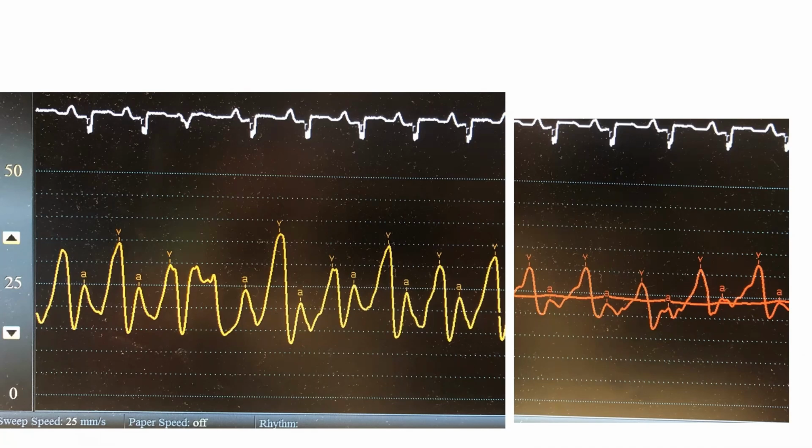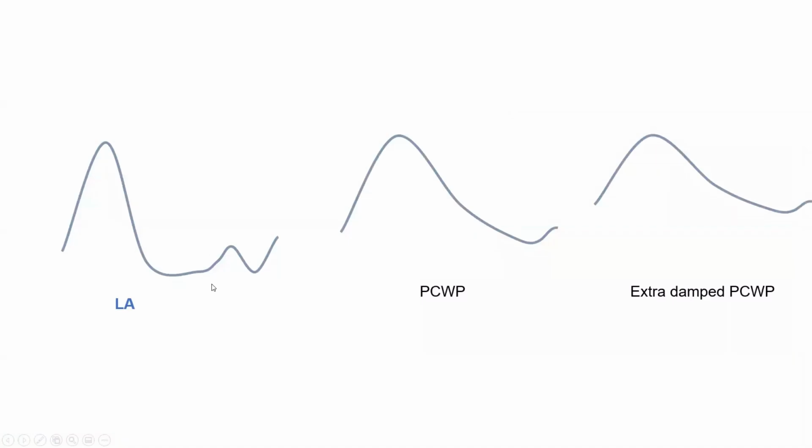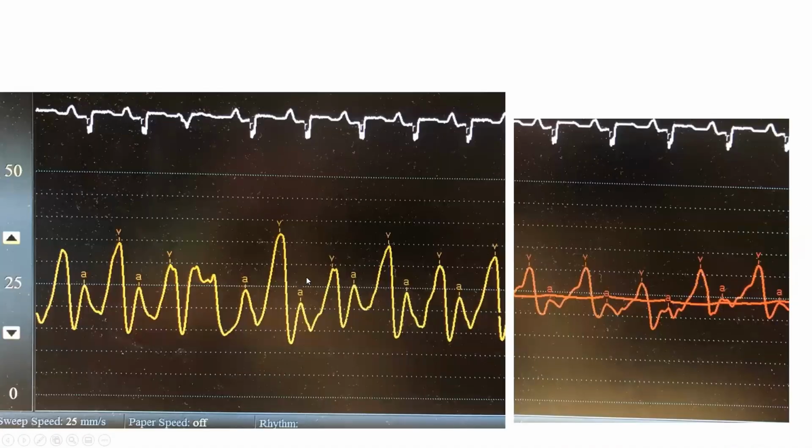That's why throughout that talk, I lumped both of them together. However, wedge pressure, as I've explained in other talks, is significantly more damped than LA pressure. So the V wave and A wave of the wedge pressure are not the same as the V wave and A wave of the LA pressure. They are more damped. It's kind of like you take the tracing and elongate it. This is LA pressure. This is wedge pressure. This is an extra damped wedge pressure. You're taking that LA and you're pulling it apart and damping the V and the A and especially you're damping the dips and the hills. Okay. That's okay. The mean still remains the same. That's why mean wedge pressure is a great surrogate of mean LA pressure.